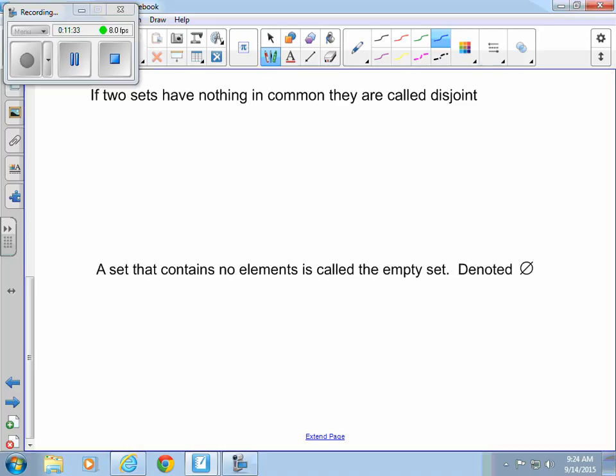And a set that contains no elements is called the empty set. And have y'all seen that symbol before? A lot of times it's used for undefined. Y'all will say that for undefined. What you're really meaning is there is no answer. This set is empty. It doesn't technically mean undefined, but it works for usually what you're using it for, which means there's not an answer. There's nothing in the set.